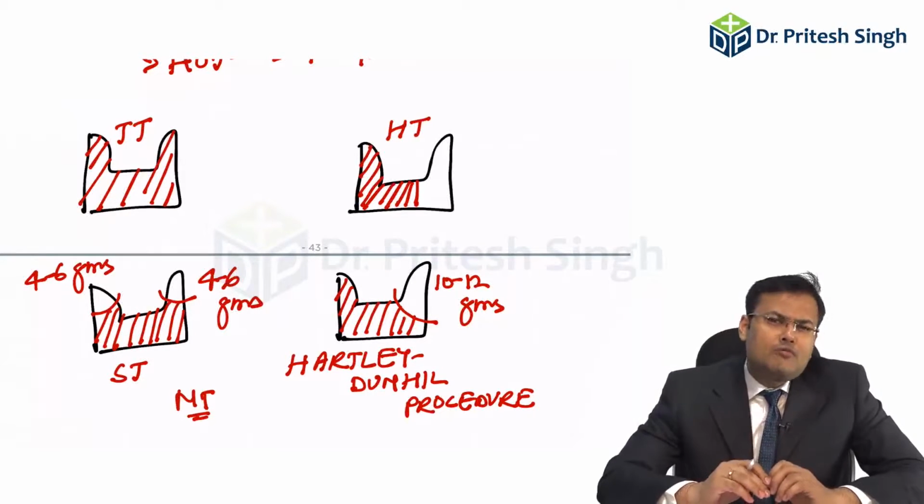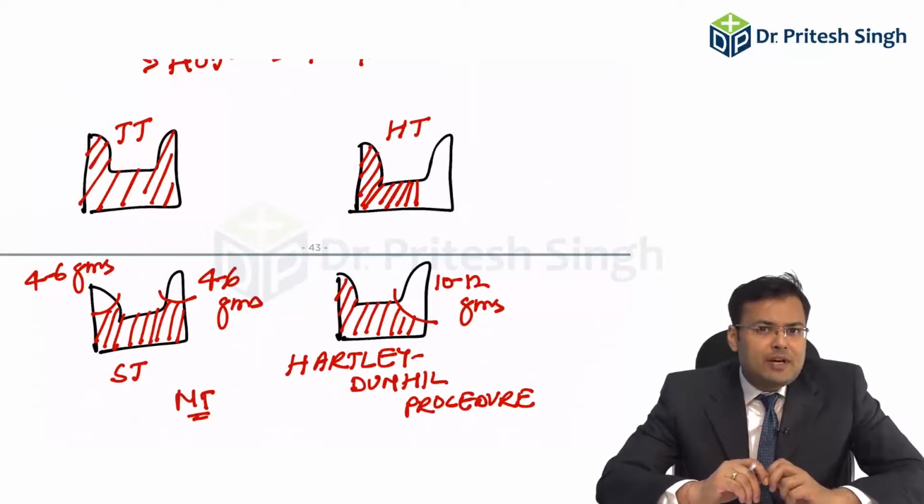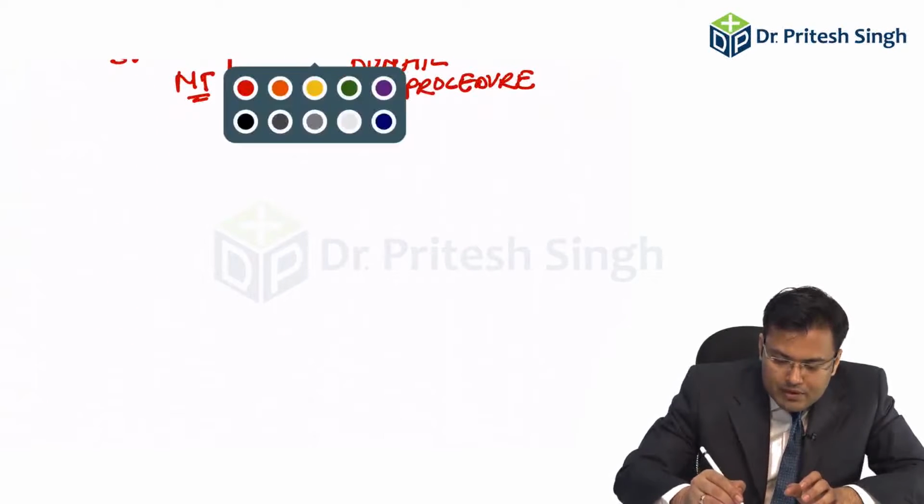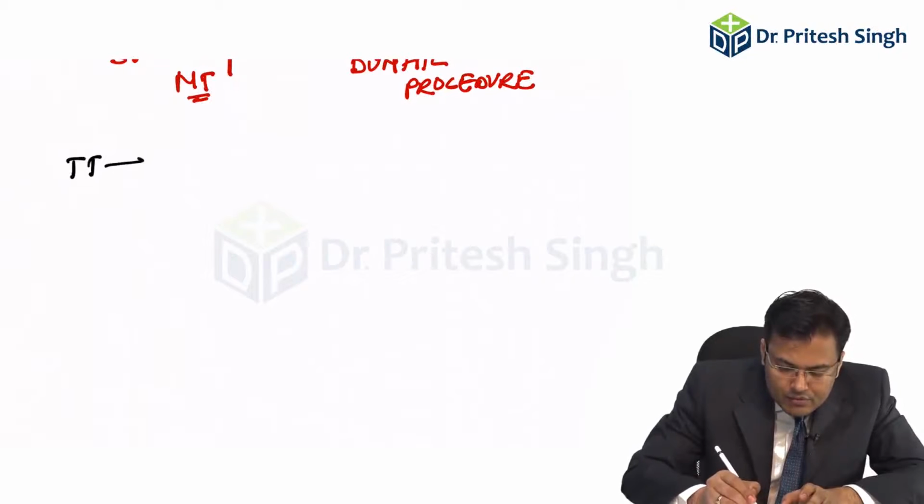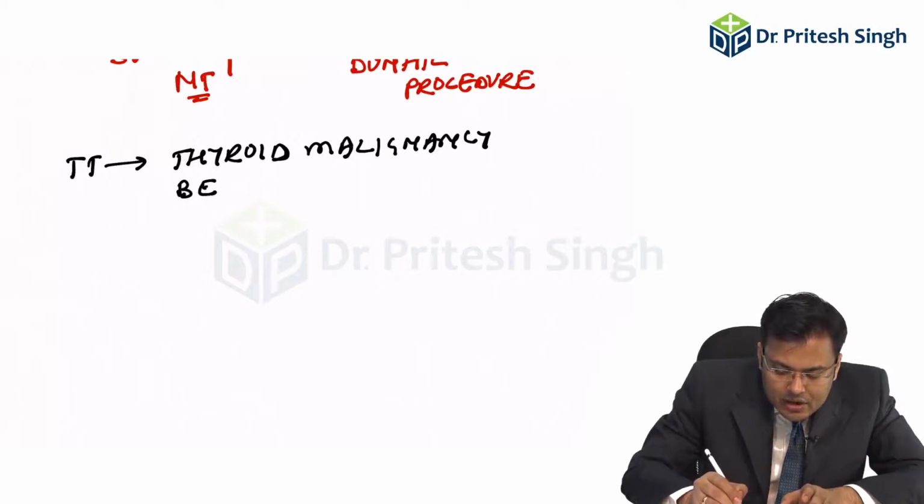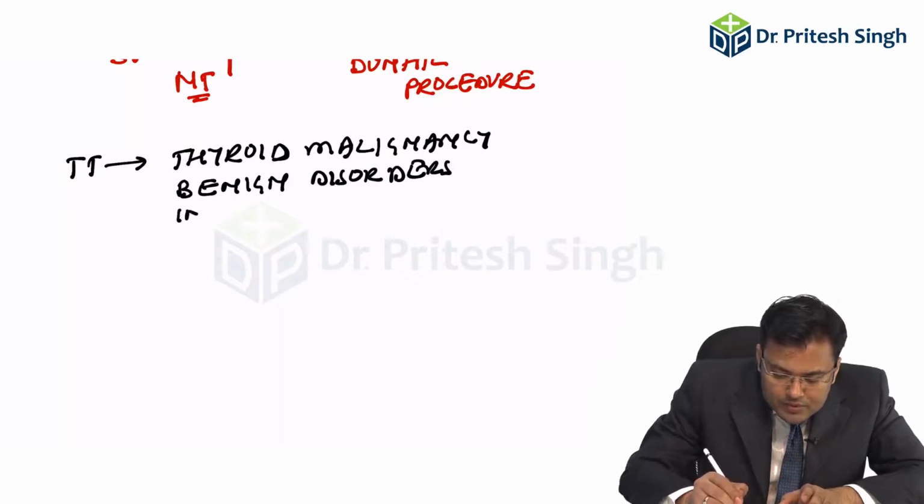After that, lots of questions are asked that in which particular condition total thyroidectomy is performed, hemithyroidectomy is performed, subtotal thyroidectomy is performed. So see, total thyroidectomy is usually performed for thyroid malignancy or benign disorders involving both lobes.